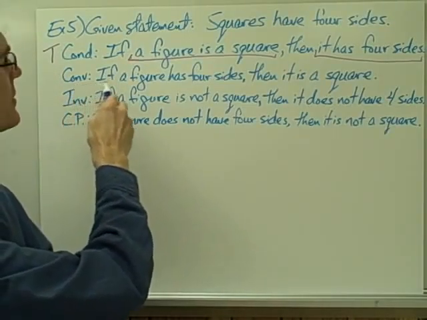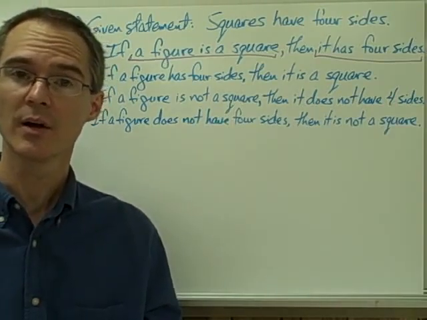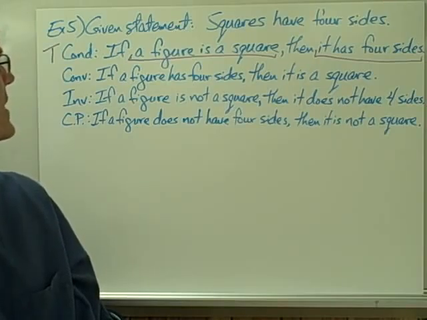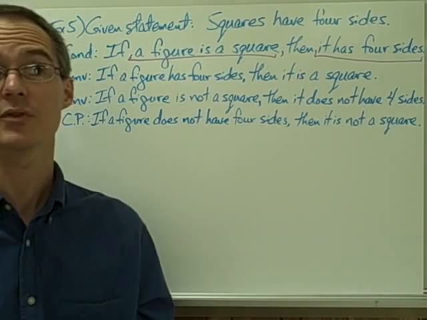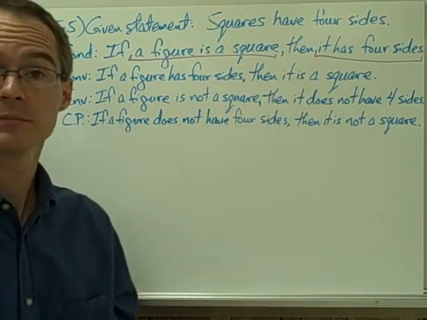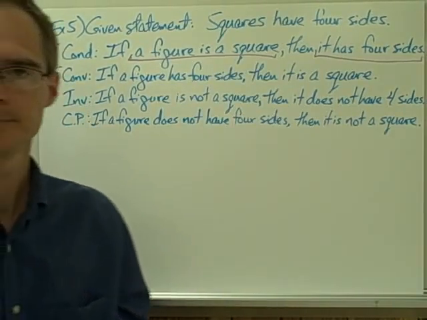The converse says, if a figure has four sides, then it is a square. Let's see, can I think of a counterexample that would prove that statement false? Yes, I can. For example, a rectangle. That's a figure that has four sides, and yet it's not a square. So the converse is false.